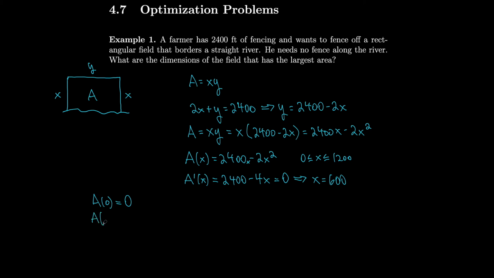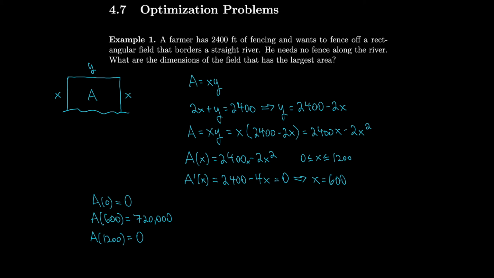If I plug in 600, then I get an area of 720,000. If I plug in 1,200, that's my last endpoint, then again I get an area of 0 because the y value becomes 0.